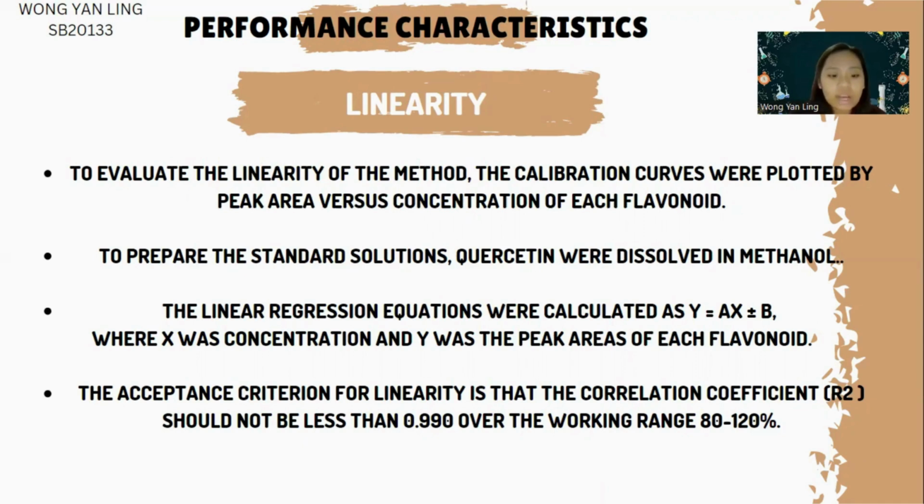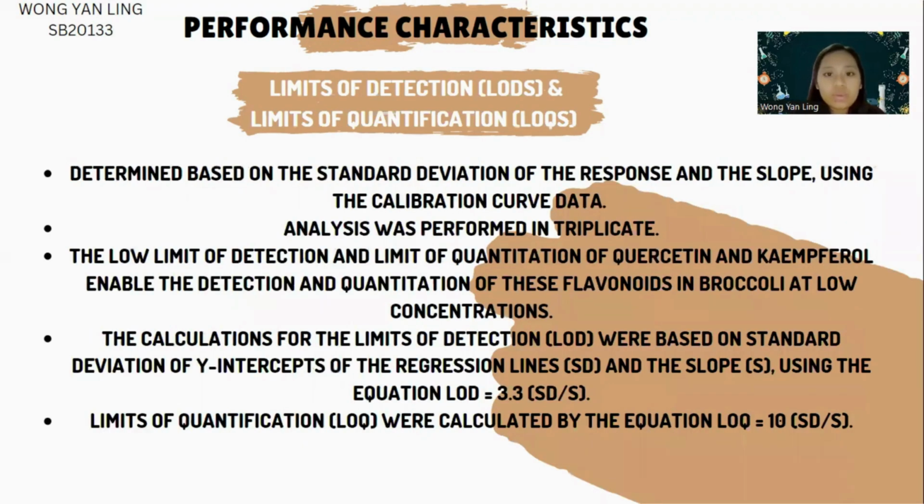The acceptance criteria for the linearity is that the correlation coefficient should not be less than 0.99 over the working range of 80 to 120%. So next one will be the LOD and the LOQ.